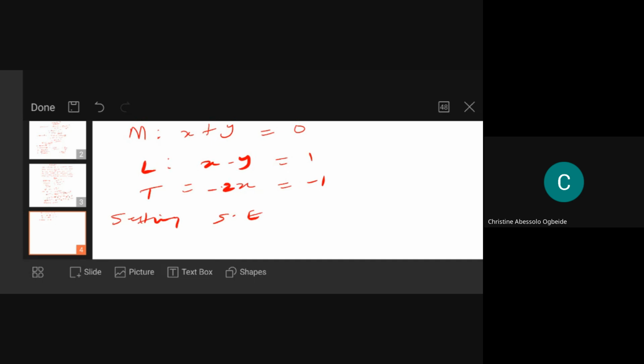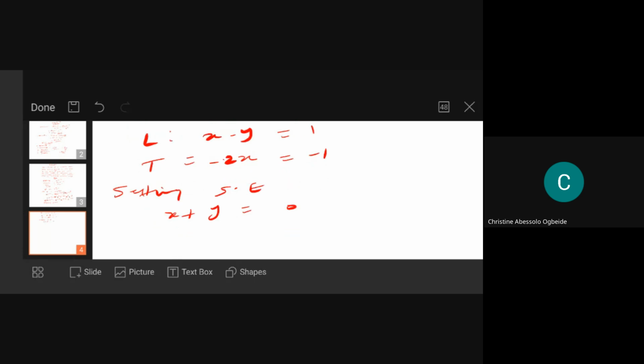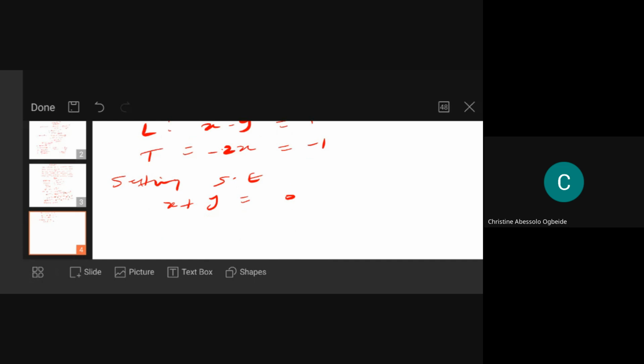So the first equation is that x plus y equals 0. That's equation 1. I have that x minus y is equal to minus 1. That's equation 2. Sorry, is equal to 1. That's my equation 2, is equal to 1. And then I have that minus 2x is equal to minus 1.